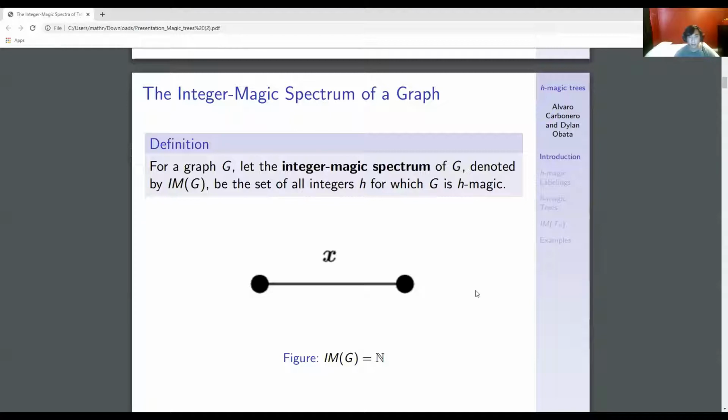And here I included a small example. If we label this edge x and take a look at the pendant vertices, that is the vertices of degree 1, and we take the sum of all of the labels of the edges incident to that vertex, we can see that this vertex labeling will be x, and likewise for this vertex. And therefore, if we let x belong to the naturals, we can see that the integer magic spectrum of this graph is going to be the set of the natural numbers.